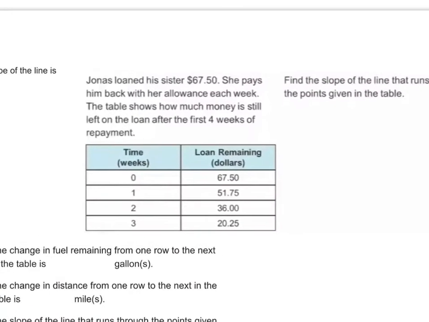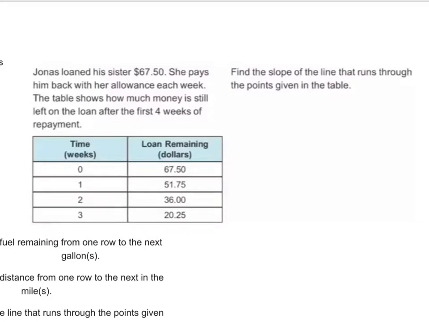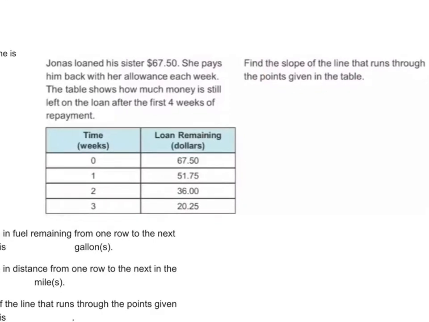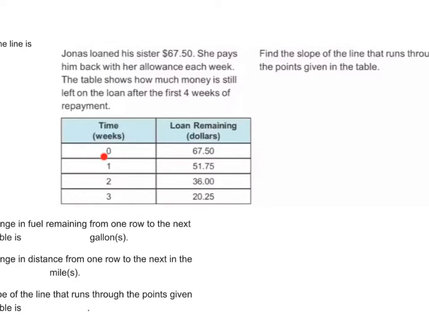The next question gives us a table of values. It says that Jonas loaned his sister $67.50. She pays him back with her allowance each week. The table below shows how much money is still left on the loan after the first 4 weeks of the repayment. We want to find the slope of the line that runs through the points in that given table. So we want to figure out how these numbers change. We did this in the last unit, but every one of these x values changes by 1.